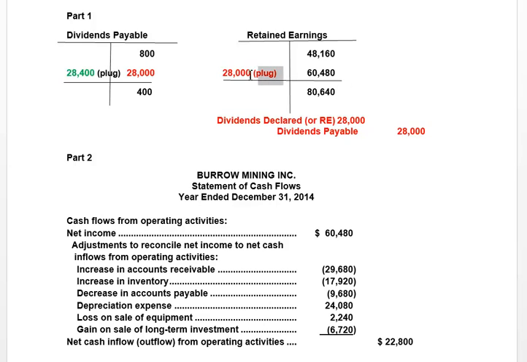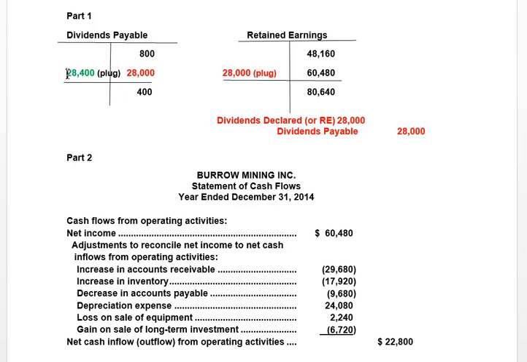So what must have happened? You must have declared a dividend, or debited retained earnings. The journal entry you would have made during the year debits dividends declared or retained earnings for $28,000 and credits dividends payable for $28,000. So that increases my dividends payable by $28,000. Well, $28,000 added to the opening balance of $800 does not give me $400. That's because I must have reduced my dividends payable by $28,400 to go from $800 to $400.